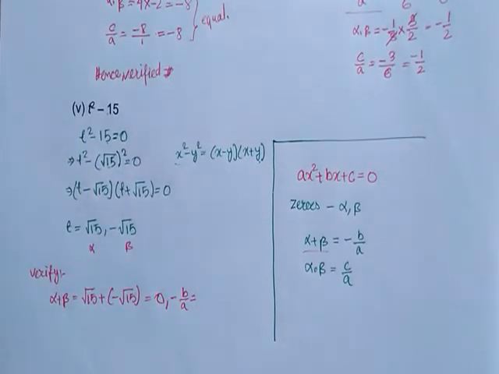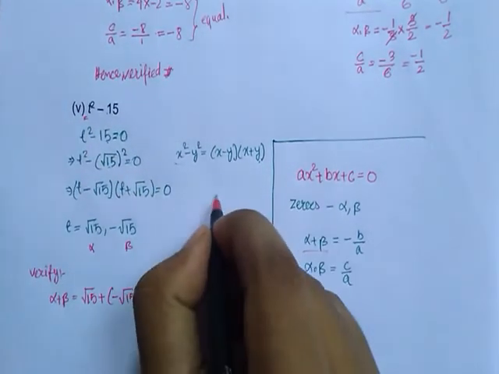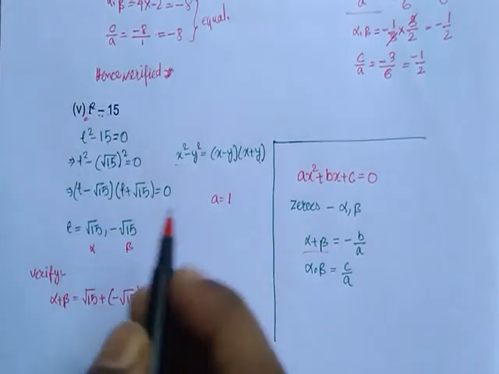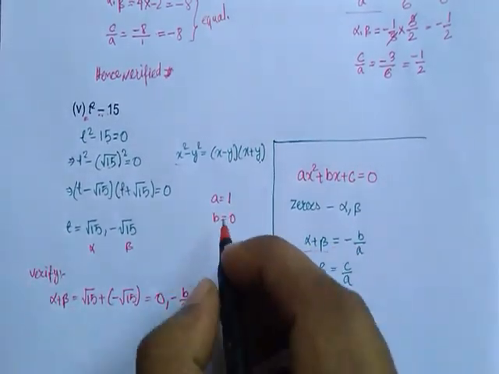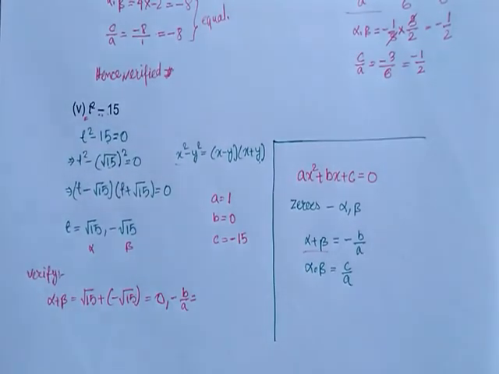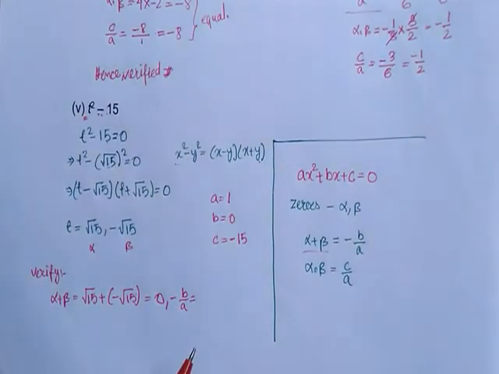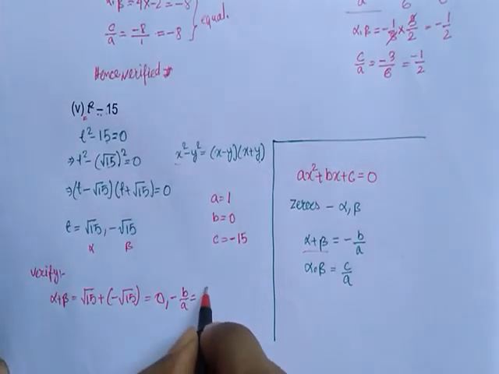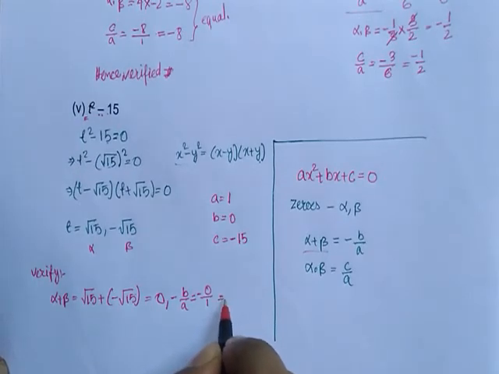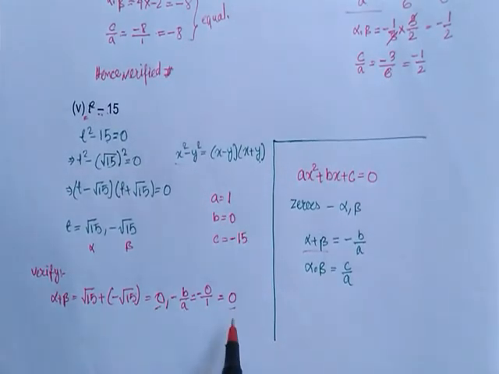Here we can see that a is equal to 1, as there is only 1 with t square. You can see that there is no first order term, there is no t term here, so b is equal to 0, and c is equal to the constant term, that is minus 15. Therefore in the right hand side, minus b by a, we write it as minus 0 by 1. Now 0 divided by anything gives us 0. Therefore the first condition is satisfied as both right hand side and left hand side are equal to 0.